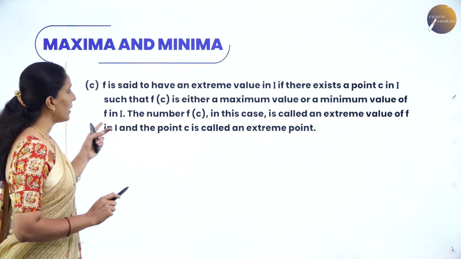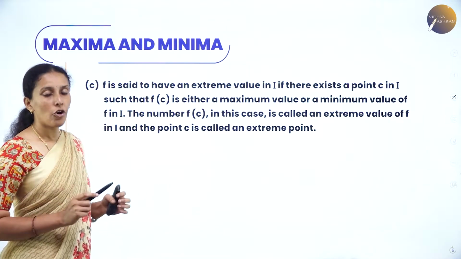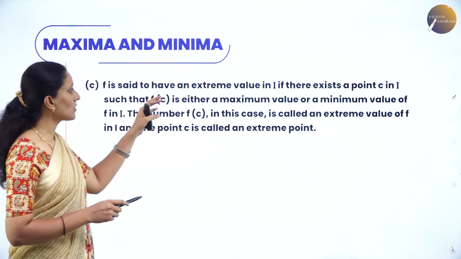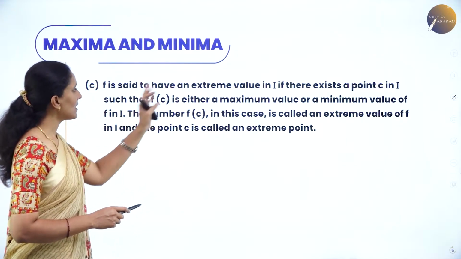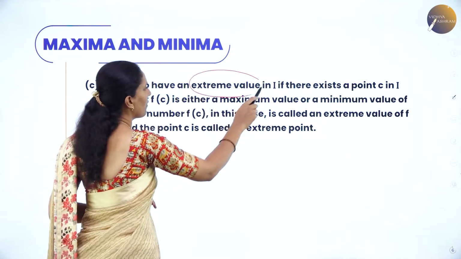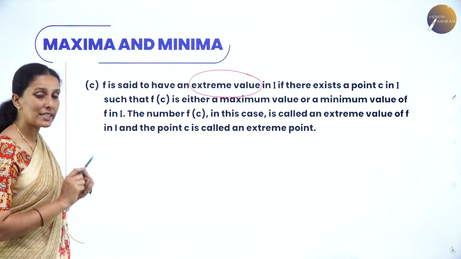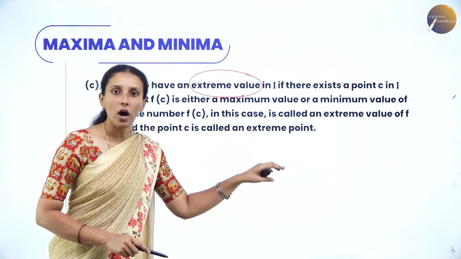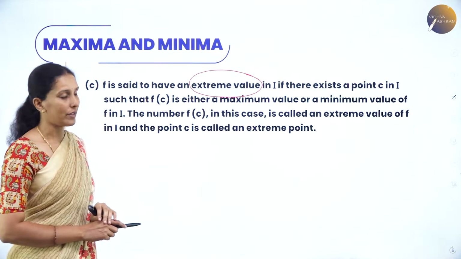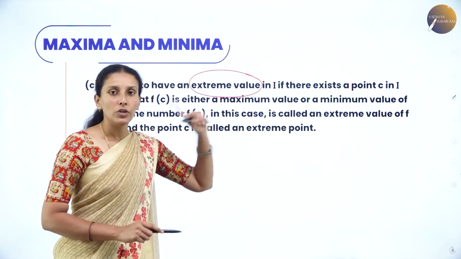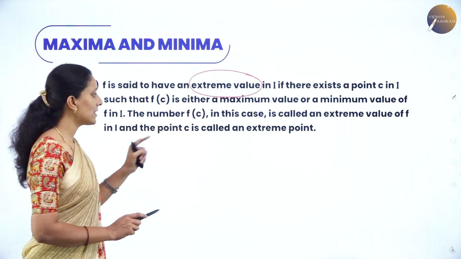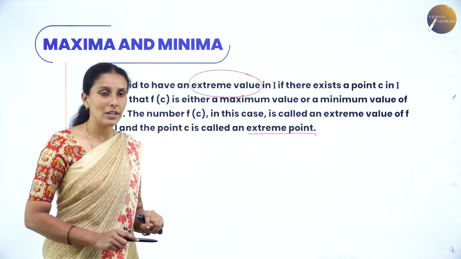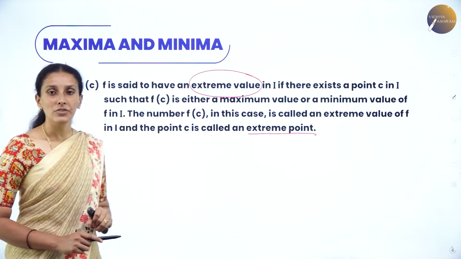Other than that, we may arrive at some kind of points where it is neither a maximum nor a minimum value, and that is called an extreme value. So what is this extreme value? f is said to have an extreme value if there exists a point C in the interval such that f of C is neither maximum nor a minimum value for the given f of x. In that case, the value is called an extreme value and point C is called an extreme point.